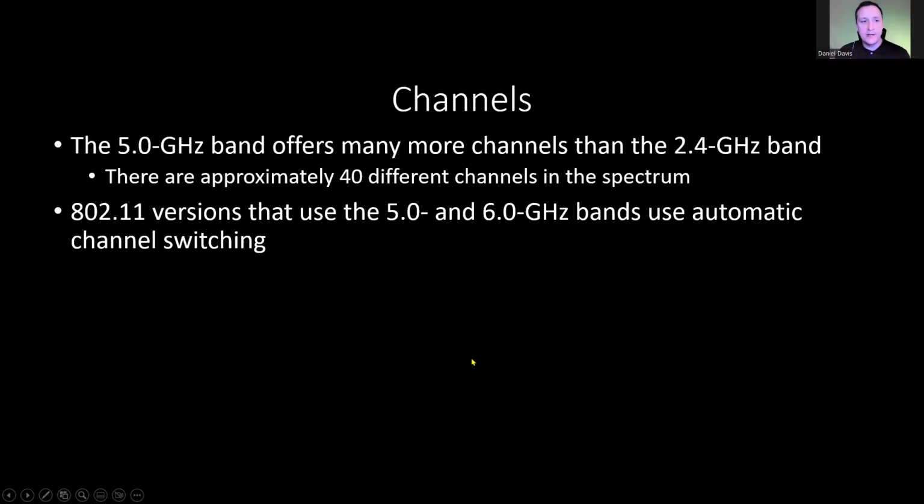The 802.11 versions that use the 5 gigahertz and 6 gigahertz band use automatic channel switching. So as we mentioned previously, with the 2.4 gigahertz band, we have to manage channels efficiently to optimize communication. We want to space out those channels manually in order to make sure that there's less interference between two wireless access points that are using channels that are really close together. However, when we're using the 5 gigahertz and 6 gigahertz bands, those will automatically manage that aspect of the communication process for us.